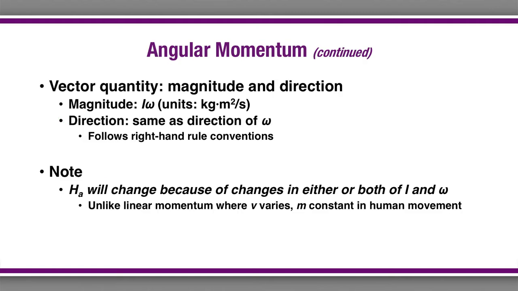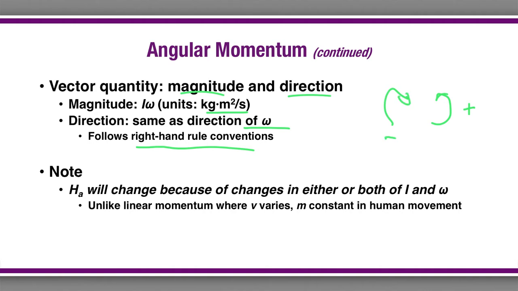Angular momentum is a vector quantity, meaning, again, it has magnitude and direction. It has units of kilograms times meters squared over seconds. And the direction of angular momentum is in the same direction of angular velocity, or our lowercase omega. These follow the right-hand rule conventions, in which counterclockwise rotation is positive, clockwise rotation is negative.